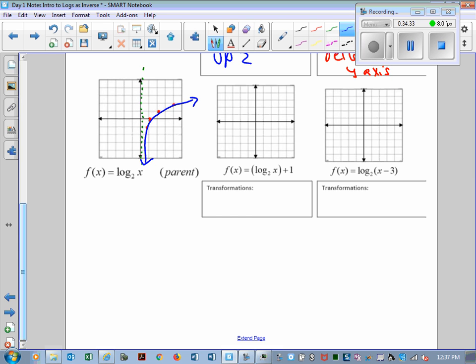Do we have our parent function okay? Yes? Okay, so what's our first transformation here? Up 1. Now, if you go up 1, is that going to change your asymptote? No. So all we're going to do is take all of our points and move them up 1. So from here, I'm going to go up. From here, I'm going to go up. From here, I'm going to go up. From here, I'm going to go up. And the graph looks like that.